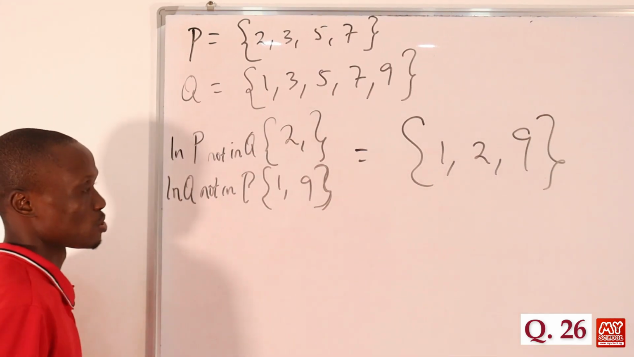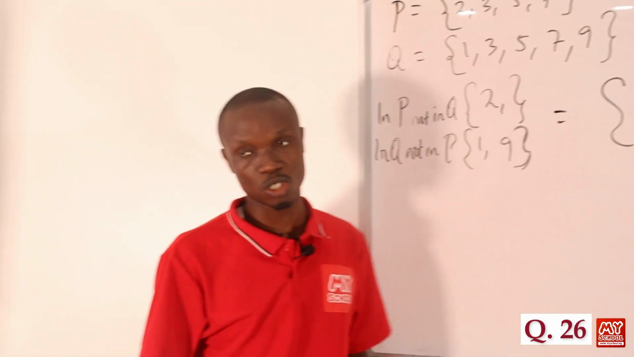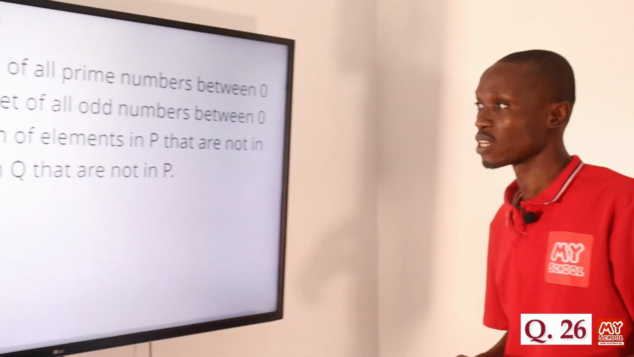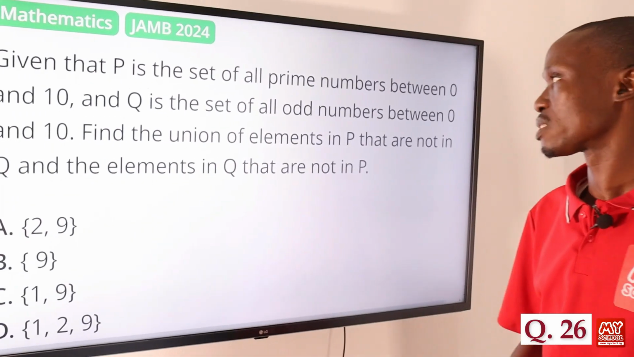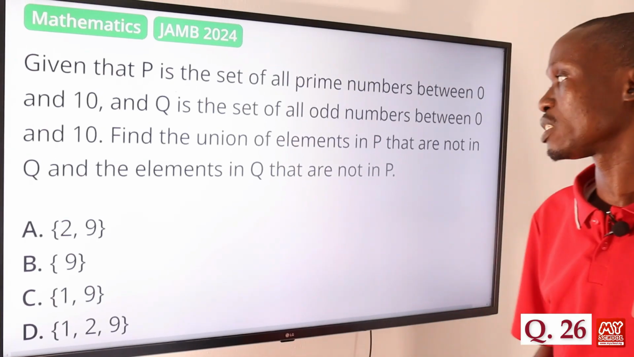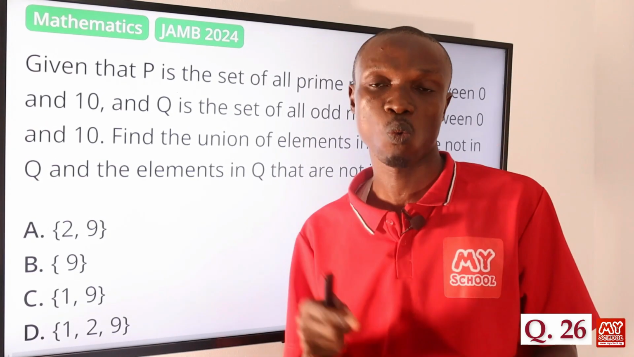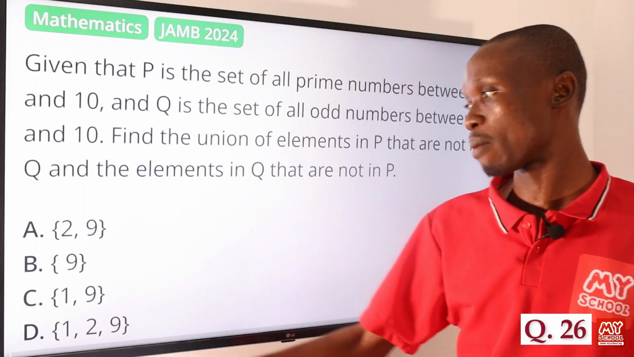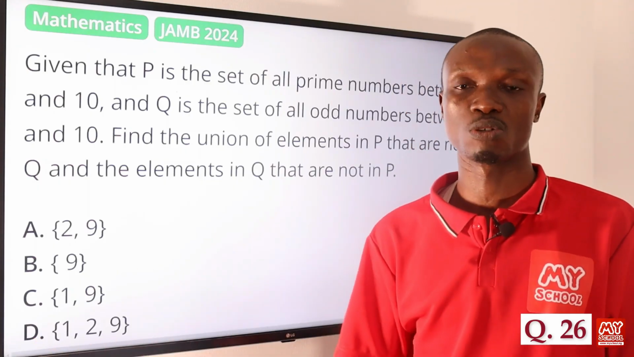So let's return back to the screen to pick the correct answer to this question. From our calculation, we find out that the union of elements in P that are not in Q and the elements in Q that are not in P are 1, 2, and 9. So that makes option D the correct answer to this question.